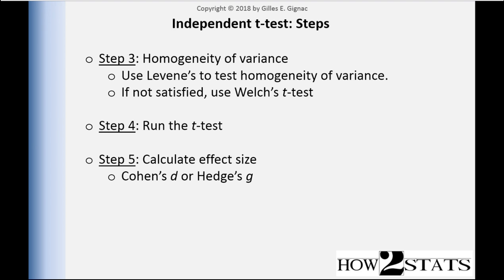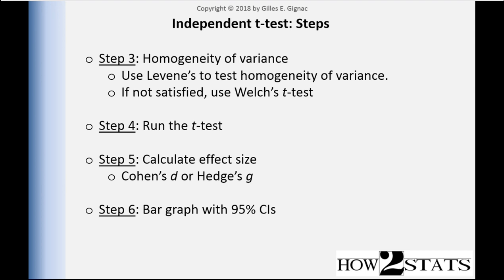Now, technically, Hedges g is more accurate, because it is a more accurate representation of a population effect, but so many people calculate Cohen's d for the independent sample t-test, and the difference between Cohen's d and Hedges g is really very small. Unless you have less than a sample size of 10 in each group, it's a very small difference. So it's up to you. Technically, you should call it Hedges g, and you should be calculating Hedges g.